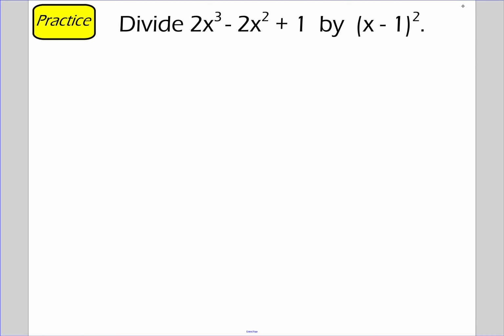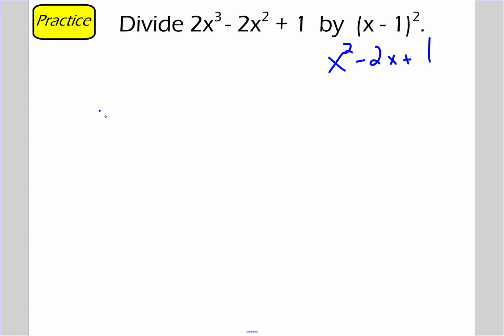So what about when it's not a linear factor? Again, there's a way to do synthetic division with this, but we're going to have to do some long division or the area model. So x minus 1, we can't divide like that. We have to multiply that out. Okay, so we know we're going to get x squared minus 2x plus 1.